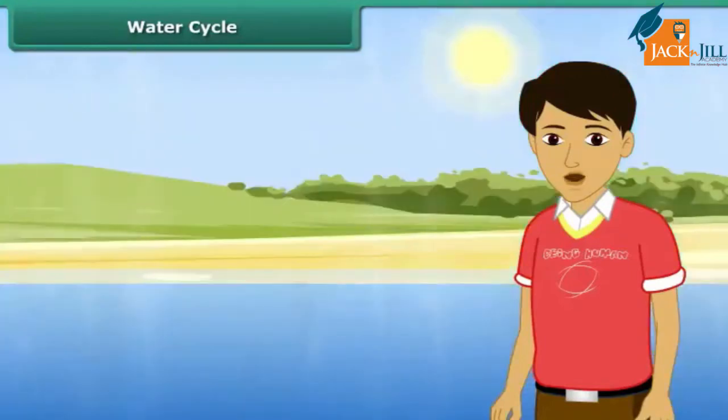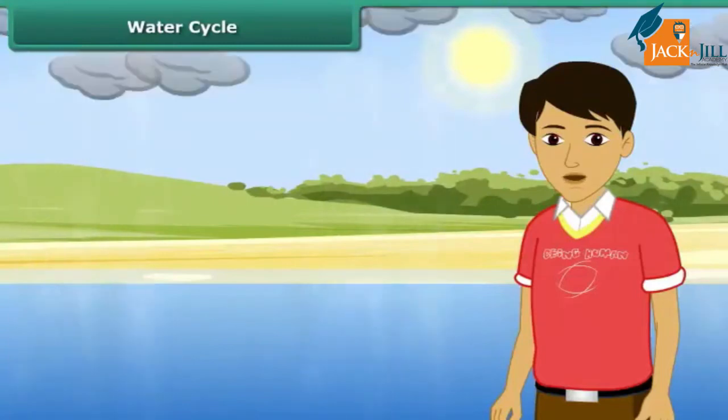The water vapor rises up in the air, cools and turns into tiny water droplets. These droplets come together to form clouds. This process is called condensation.